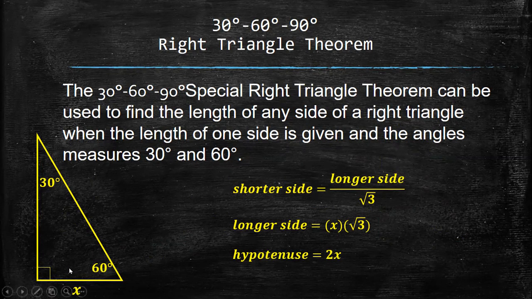Okay? So x represents the shorter side here. The hypotenuse is equal to 2 times the shorter side. The longer side is equal to the shorter side times square root of 3. And to find the shorter side, we divide the longer side by square root of 3.